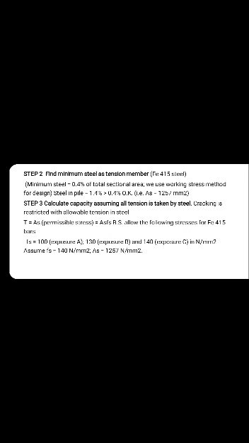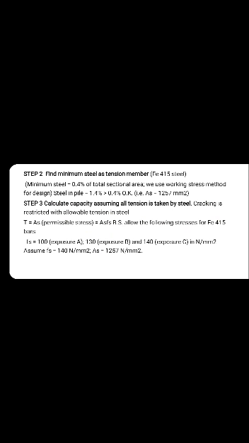Minimum steel is 0.4 percentage of total cross-sectional area. Steel in pile is equal to 1.4 percentage, which is obtained from previous, greater than 0.4 percentage, hence OK. And As minimum area required is 1257 mm square. Then step 3, calculate the capacity assuming all tension is taken by steel.